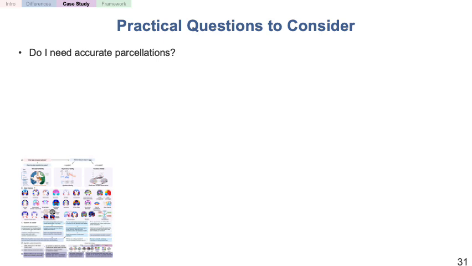Now, to some, a theoretical framework of descriptive, explanatory, and predictive validity may be too abstract, so we do have a list of practical questions to consider outlined in blue at the bottom. Some of these questions I have hinted at throughout this presentation, but the main ones are: do I need accurate parcellations? Can I get away with using random atlases?